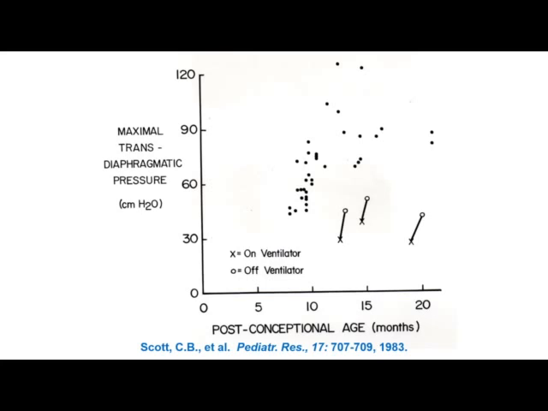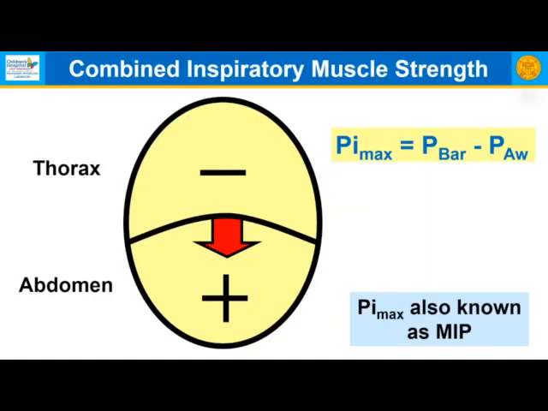In addition, by serendipity, we had the opportunity to study 3 patients who were initially on a ventilator and then subsequently got weaned from ventilatory support. You can see that there was a marked difference. The measures when they were off the ventilator were higher than when they were on, suggesting that transdiaphragmatic pressure, or diaphragm function, can influence one's ability to be on or off ventilatory support. One can also measure combined inspiratory muscle strength, which is just mouth pressure.